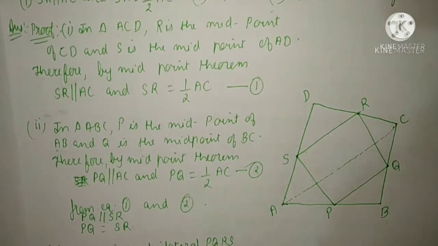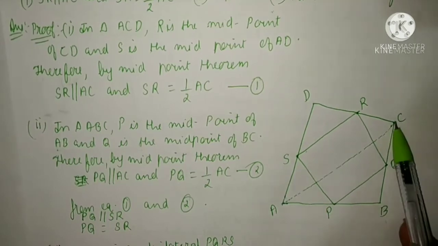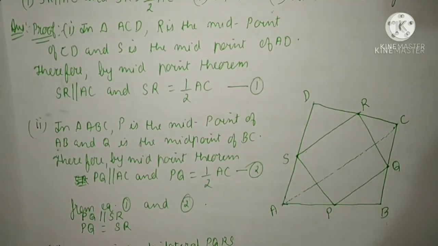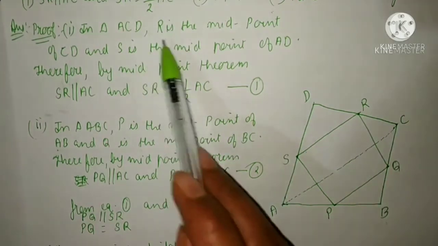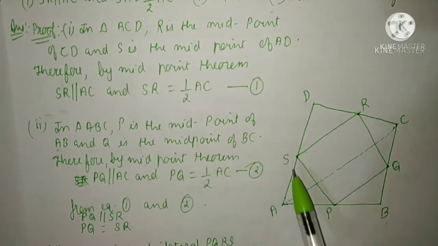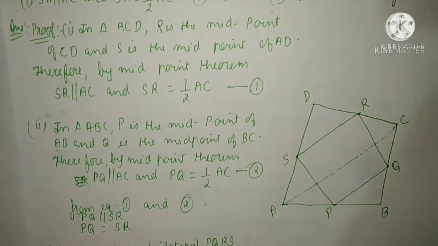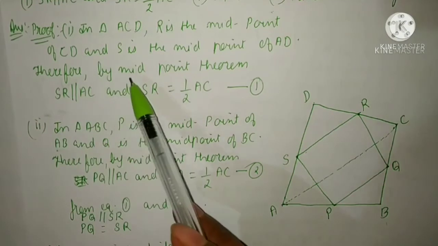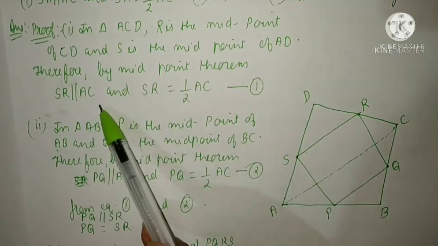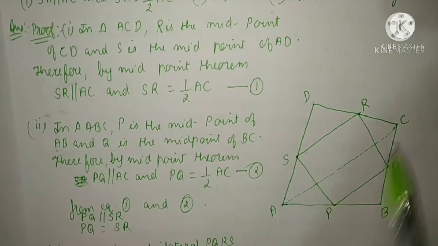Now see triangle ACD. In this triangle it is given that R is the midpoint of CD and S is the midpoint of AD. It is given to us, and we know that by midpoint theorem this SR will be parallel to AC and SR will be half of AC. So we can directly write, therefore by midpoint theorem SR is parallel to AC and SR is equals to half of AC, because this is a triangle. Okay, so this is how we have proved the first part of our question.